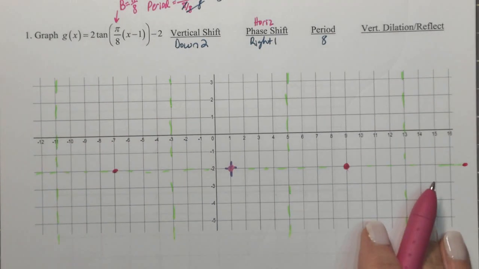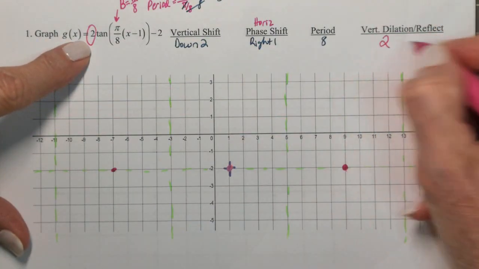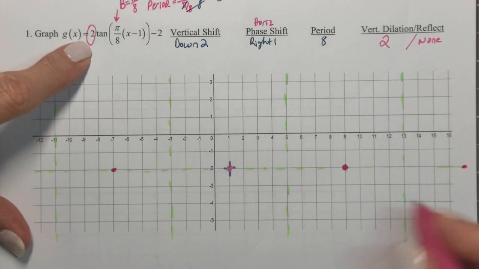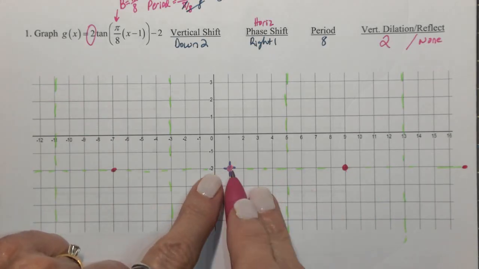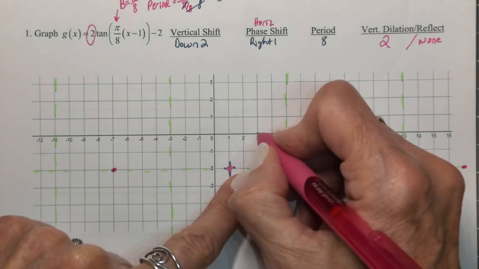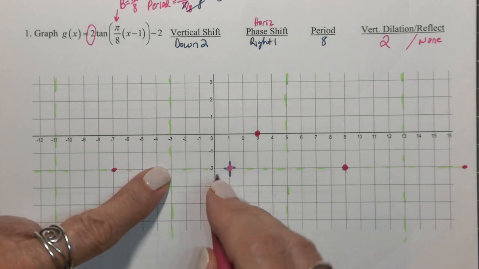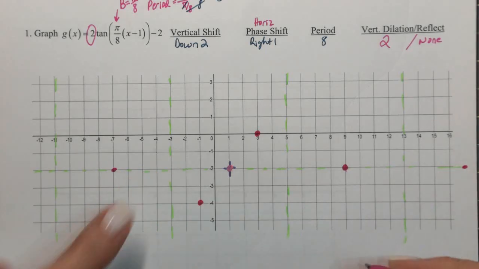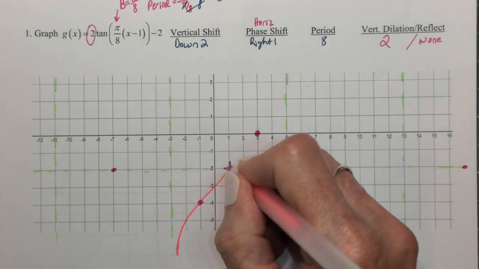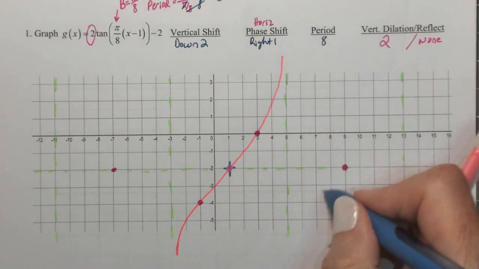Now, there's a 2 in front of here. The vertical dilation is 2. There's no reflection. Okay? So, halfway between my center and my vertical asymptote, I go up 2. On the other side, I go down 2. So my first period here does that. And then I can continue.